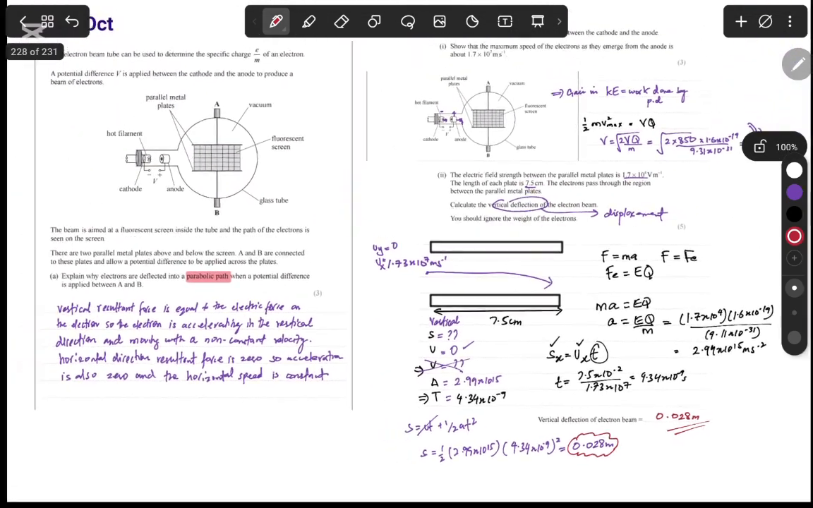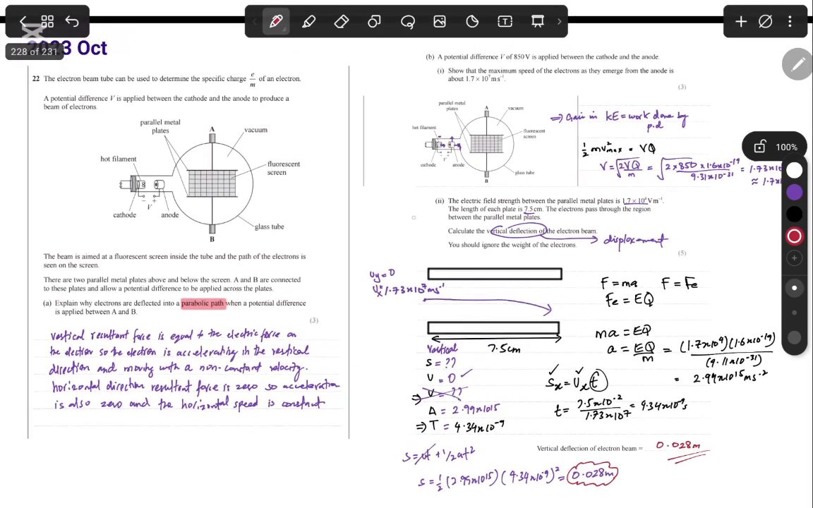Last part was a bit tricky, but it has come up before as well. So that's all for this question. Now I'm going to show you the mark scheme and the examiner report.